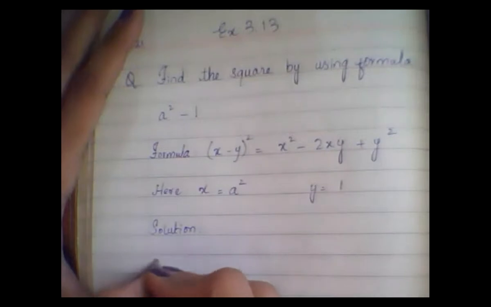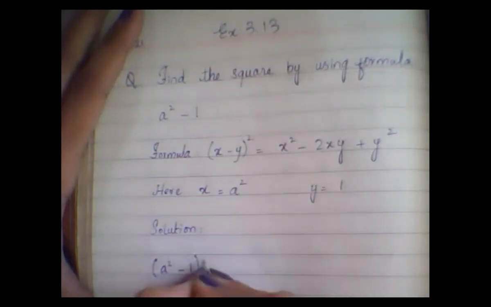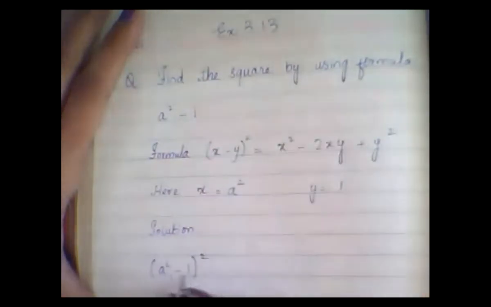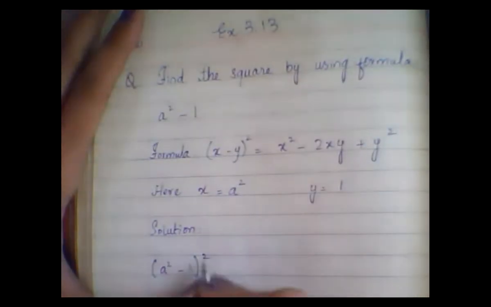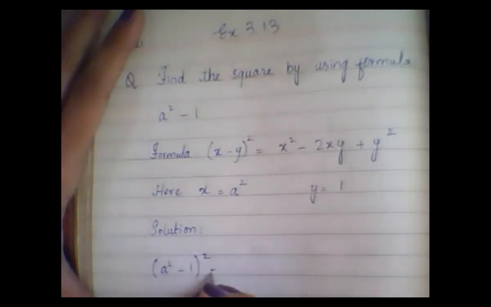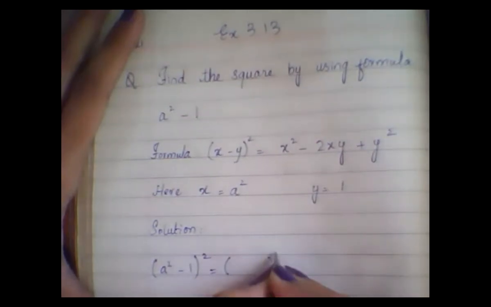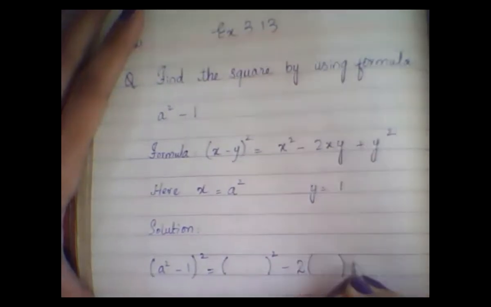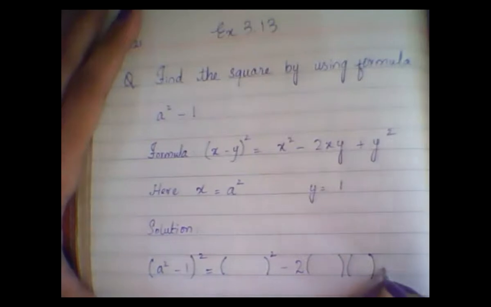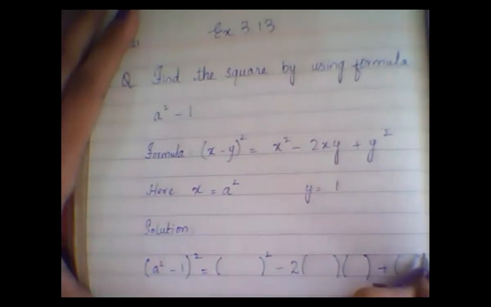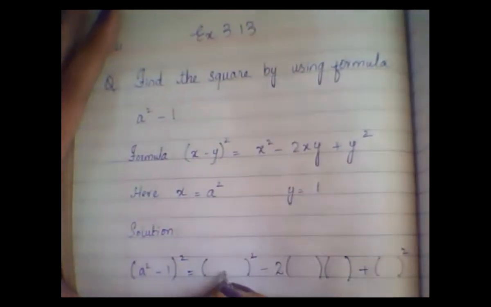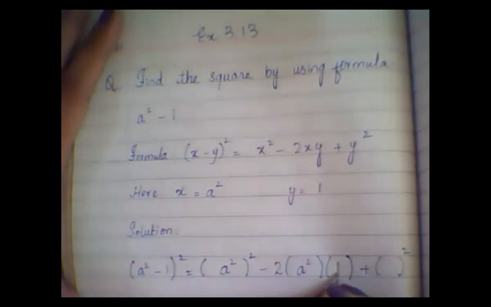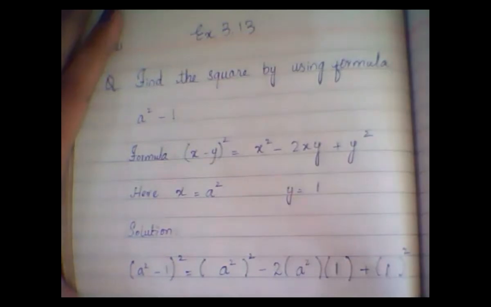First copy down the question. The question is (a square minus 1) whole square. Why? Because we have to find the square by using the formula. So we have just copied the question with the whole square over here, right? Now, first term square, then minus twice the first term into the second term, then plus second term whole square. Now the first term is a square, right? The second term is 1.